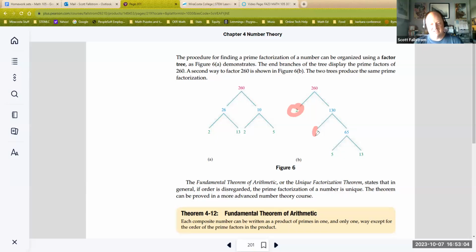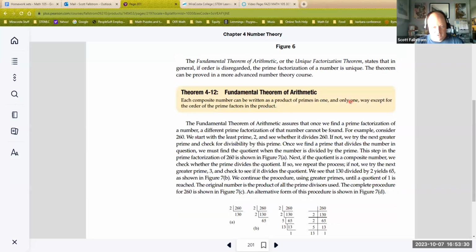130 is 2 times 65. Okay, 2 is prime. So stop that branch. Continue working your way down. But I think what's cool about factor trees is no matter if you do it different than someone else, this person got a 2, then a 5, then a 13. Over here, they got a 2, then a 13, then a 2, then a 5. You are going to get the exact same answer for prime factorization that anyone else will. And that's because of something called the fundamental theorem of arithmetic.